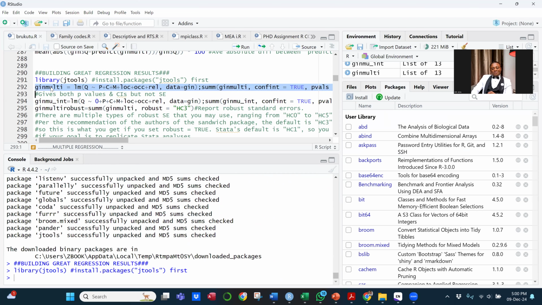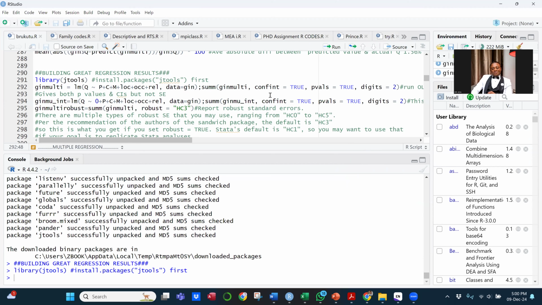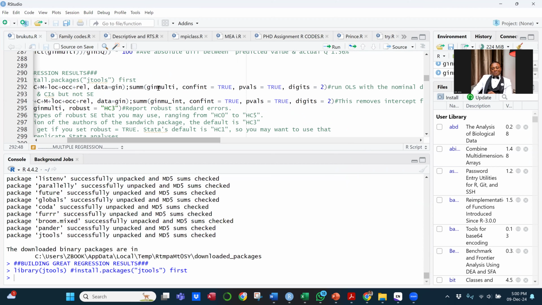The multiple regression. Watch the word. I called it gene multi, but this time under the summary, I didn't write the full name of the summary. I just wrote summ, because we are using a different package. And then I indicated that I wanted it to give me some specific results. I want you to give me a summary of the regression. The confidence interval is true, so I want you to give me the confidence interval. I also want you to give me the p-values. And the decimal point should be 2 decimal places. So you're going to run the OLS.